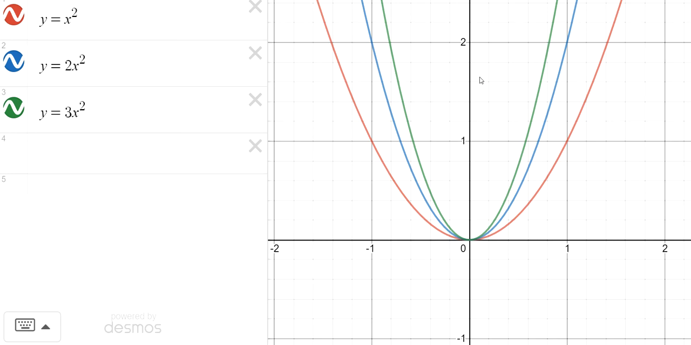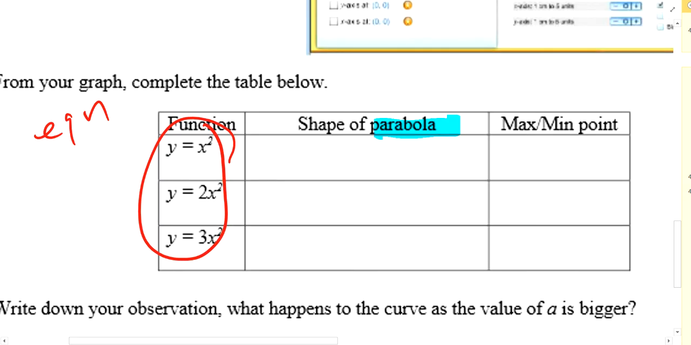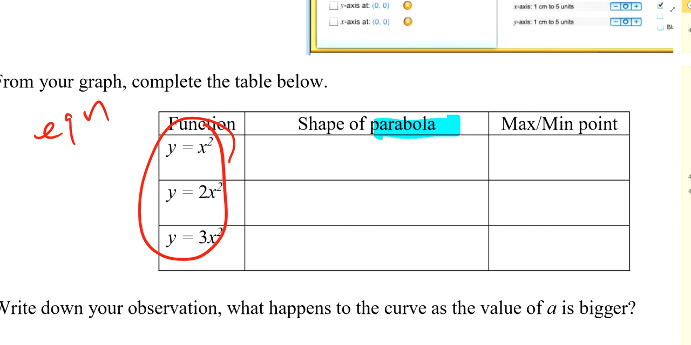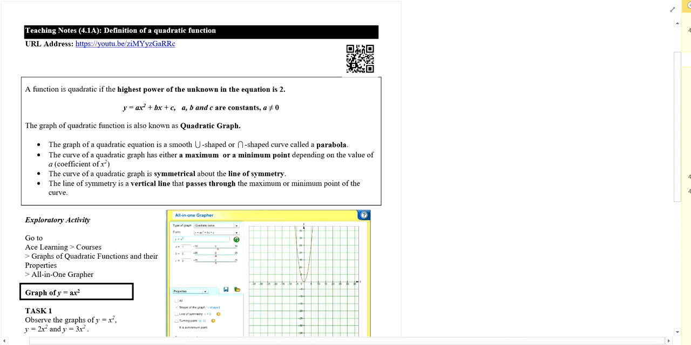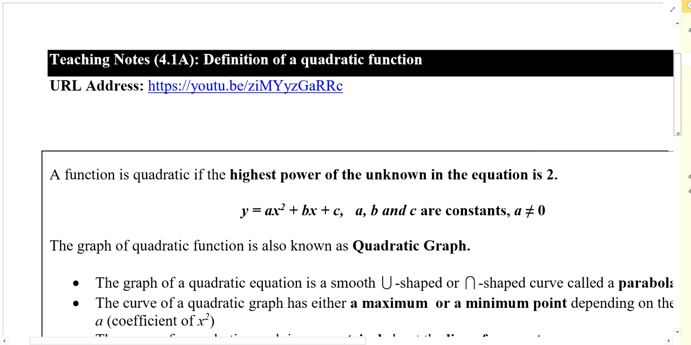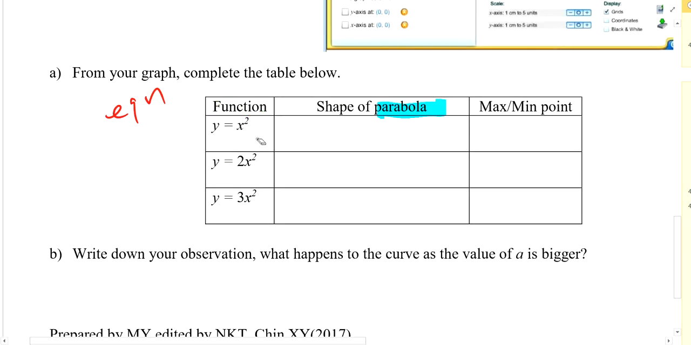Now, can you sketch, I say sketch, on your graph or your notes, the shape of the parabola. For the first one, y equals x squared, it is quite wide. Okay, try to draw it symmetrical. Then it gets narrower, and it gets narrower. So these are your shapes of the parabola.